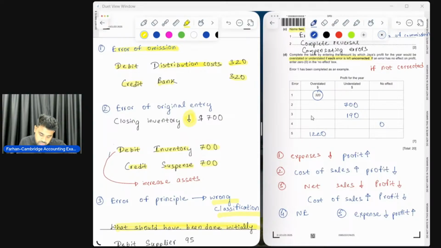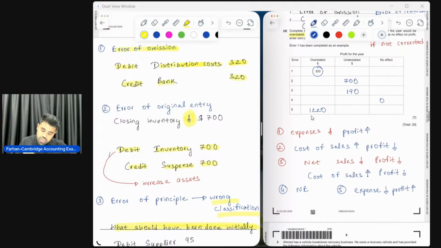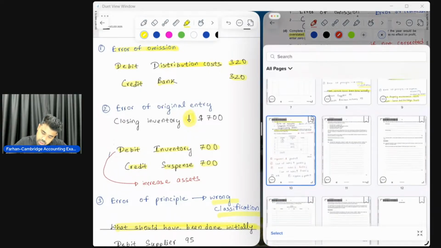So if closing inventory is understated by $700, the cost of goods sold that we calculate in the income statement will be overstated by $700. Isn't that so? Now, let me break that down further for you, all right? So I'll just add another page here and explain what's going on.